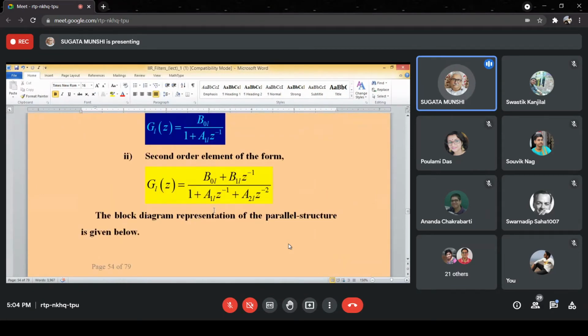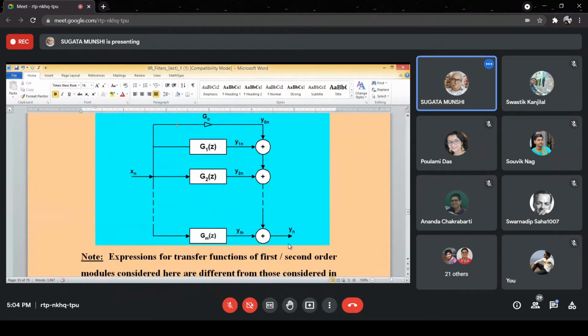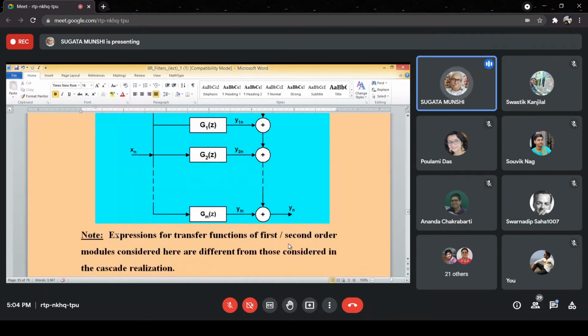So if that be the case, then the diagram representation of the parallel structure is of this form. Fixed gain G0, then G1(z), G2(z) in this way up to Gm(z). All these outputs are added to yield y(n). x(n) is the input to all these subsystems. I pointed out that expressions for transfer functions of first and second order modules considered here are different from those considered in the cascade realization.